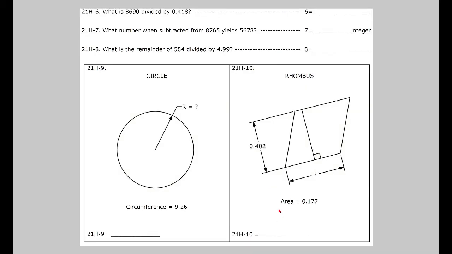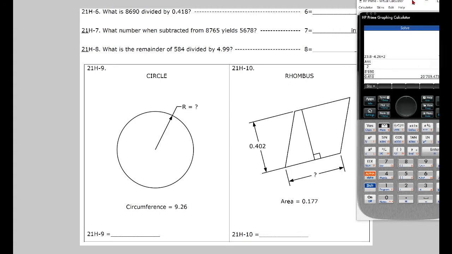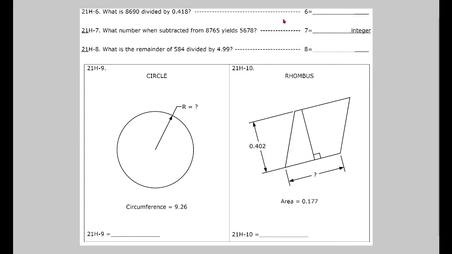All right, so for this set of questions, starting with number 6, what is 8690 divided by 0.418? All we really have to do is just do that. 8690 divided by 0.418. All right, so our answer would be 20,789, or rounded, it would be 20,800. So 20,800. And now we move on to number 7.